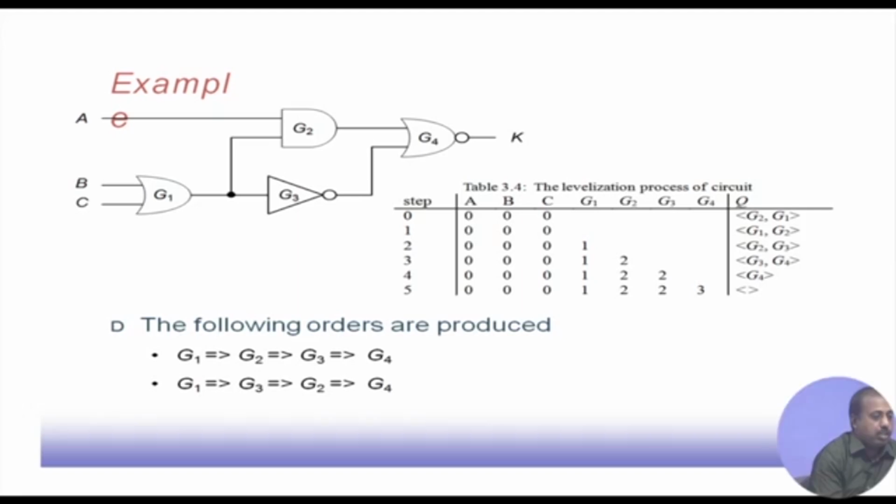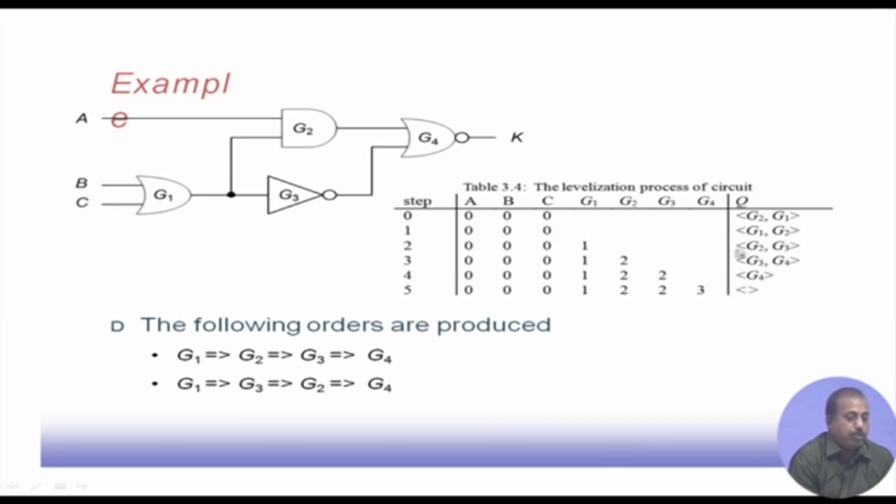Now, suppose this is the graph. In the first step, A, B and C are assigned level 0, and in the queue I have these two nodes G2 and G1, because they are at the fan out of A, B and C. Then at step 1, I have 0 0 0 for A, B, C, and G1 and G2 remain. Now, G1 will be picked up.